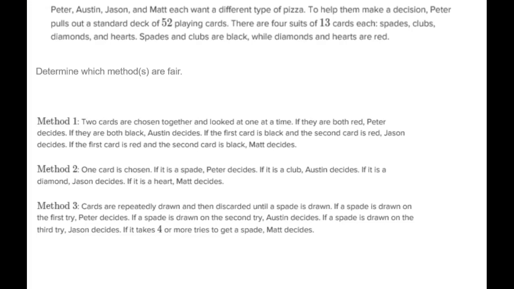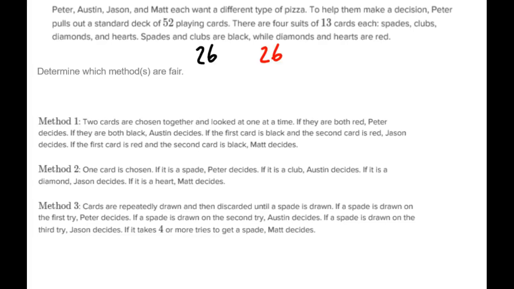Method 1, 2 cards chosen together and looked at one at a time. If they are both red, Peter decides. If they are both black, Austin decides. If the first card is black and the second card is red, Jason decides. If the first card is red and the second card is black, Matt decides. This method turns out to not be fair, and we're going to look at the probabilities to determine why this method is not fair. We're going to look at the first scenario where Peter would decide.